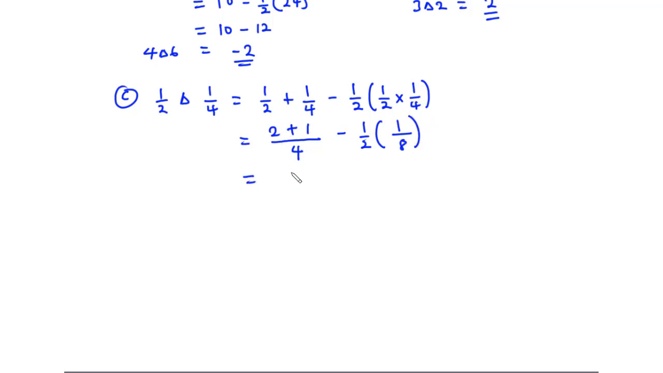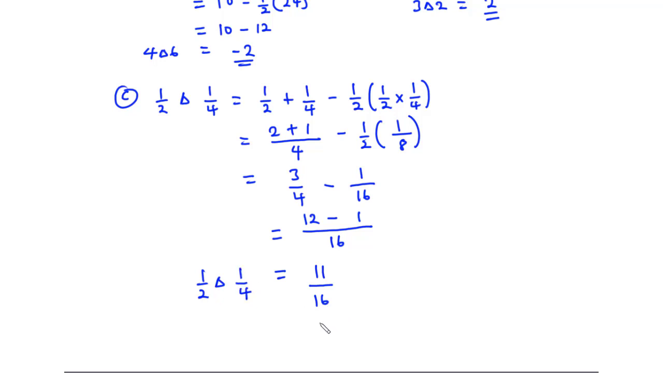So this becomes 3 over 4 minus 1 over 8. Hmm, 1 times 1 is 1, 2 times 8 is 16. Wait, the LCM of 4 and 8 is 8, but working with 16: 16 divided by 4 is 4, 4 times 3 is 12. 16 divided by 16 is 1, 1 times 1 is 1. So we have the final answer to be 11 over 16. So 1 over 2 delta 1 over 4 is equal to 11 over 16.